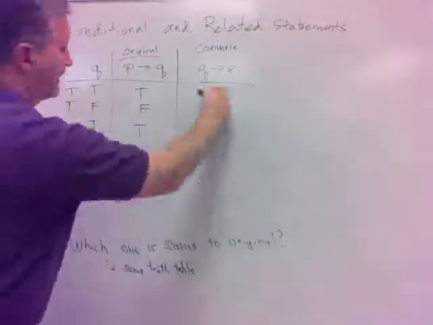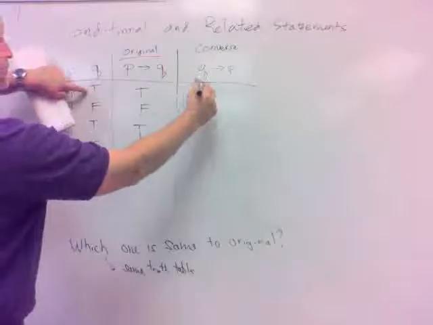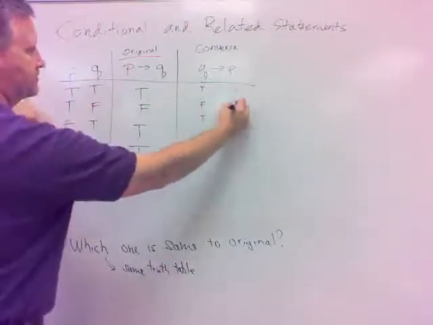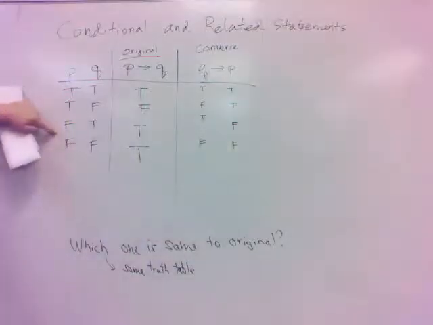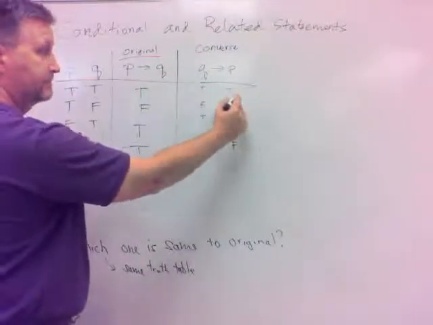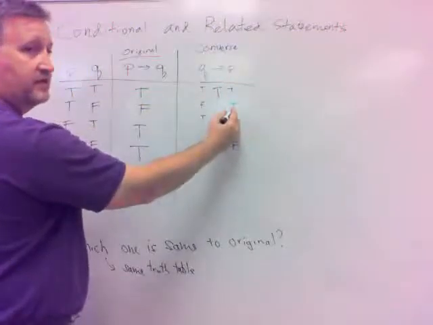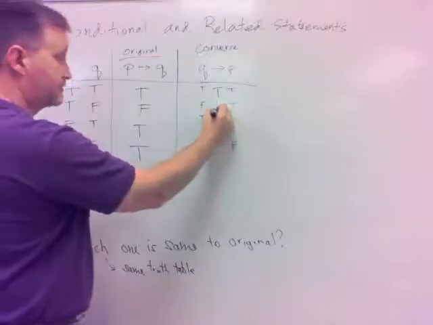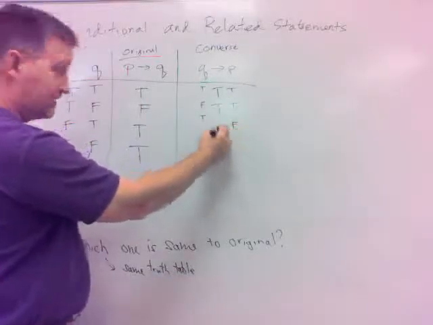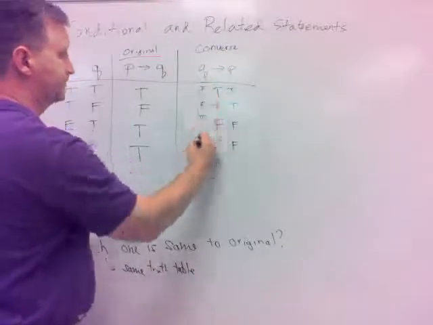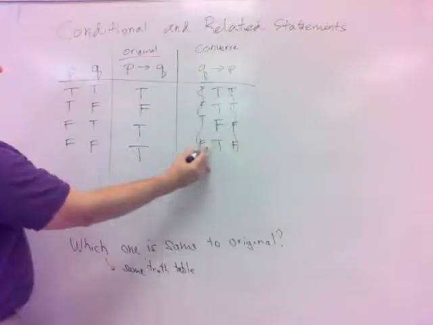I'll go ahead and write the component statements. Q is true, false, false. P is true, true, false, false. All right? So what have we got as far as truth values are concerned? Well, we got T arrow T. That's true. F arrow T, true or false? That one's true. T arrow F is false. And then F arrow F, true. Okay? So we wind up with the converse being TTFT.